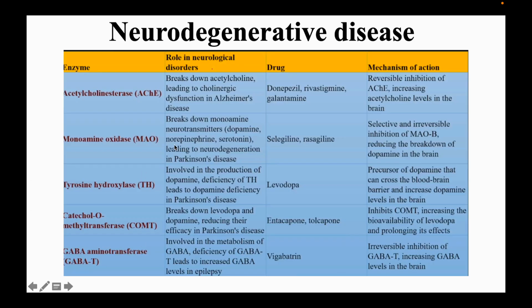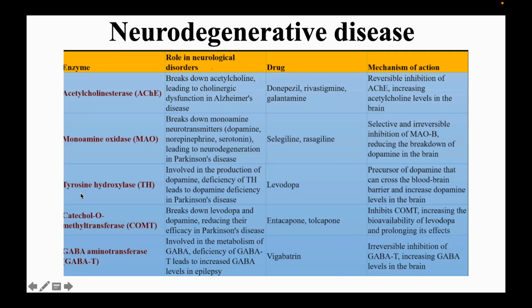Monoamine oxidase, this is another important enzyme after acetylcholinesterase. So these drugs irreversibly inhibit the monoamine oxidase B, reducing the breakdown of dopamine in the brain. This enzyme basically breaks down monoamine neurotransmitters such as dopamine, epinephrine and serotonin, leading to different neurodegenerative diseases like Parkinson's. So these are the drugs that target monoamine oxidase.